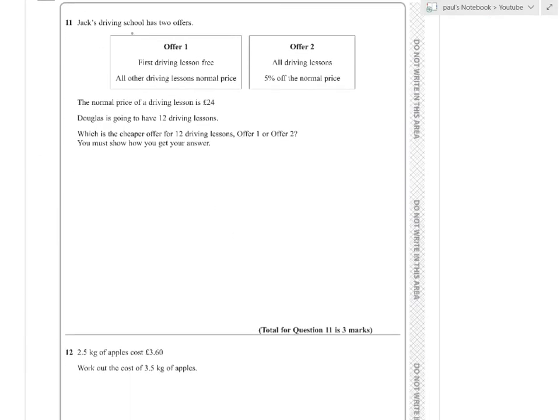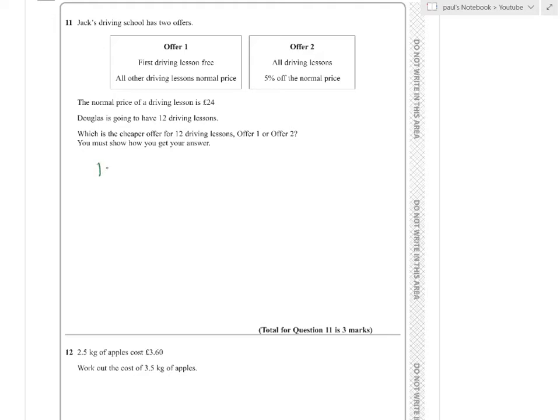Jack is driving. A driving school has 2 offers. Offer 1, the first driving lesson is free. All the other lessons are the normal price. Douglas is going to have 12 lessons. Which is cheaper, offer 1 or offer 2?